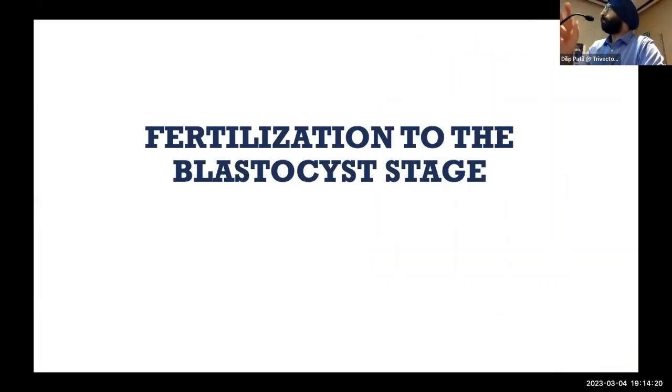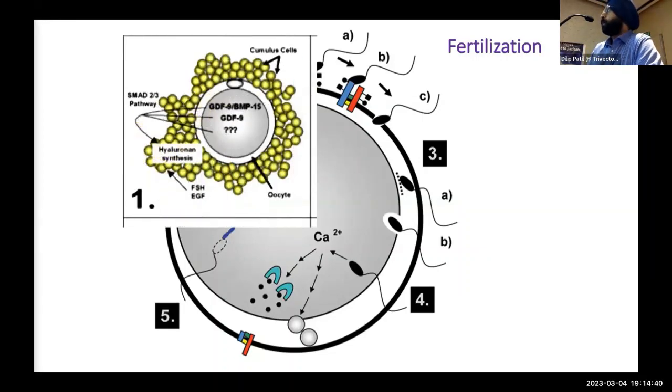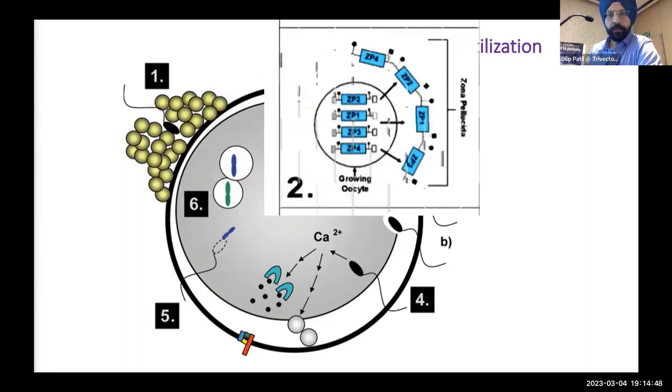Okay, so fertilization to the blastocyst stage. If you look at the process of fertilization, it starts with the cumulus cell penetration. Obviously, there are a lot of chemotactic influences going on. Post the cumulus cell penetration, the sperm binds to the zona binding proteins. At the same time, the acrosome reaction takes place.